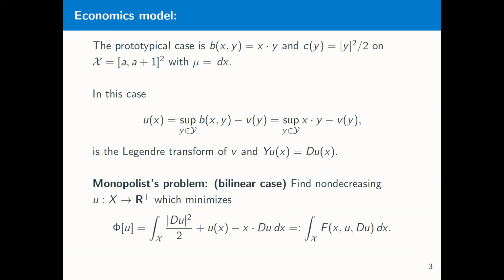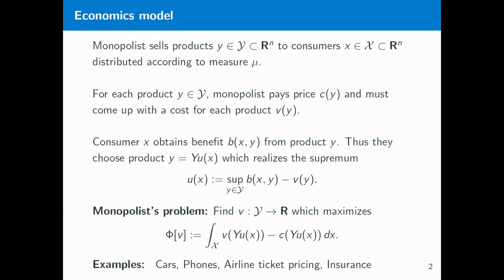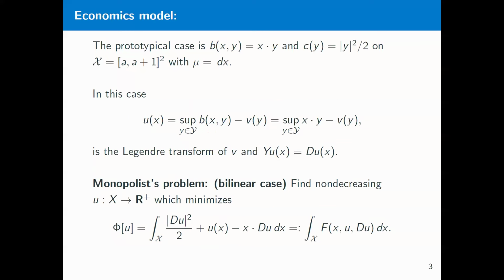And then some further simplifications we're going to make for this talk is that our domain is just the square for much of the talk, and our measure mu, which represents how the consumers are distributed on the domain, is just the Lebesgue measure. So immediately we get that this choice made by the consumer now becomes a Legendre transform, because our U of X is the supremum of X dot Y minus V of Y. Straight away, we know that U is a convex function.